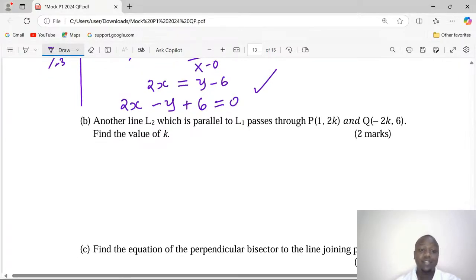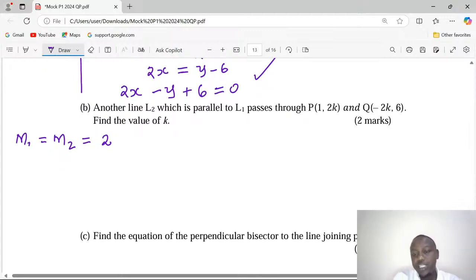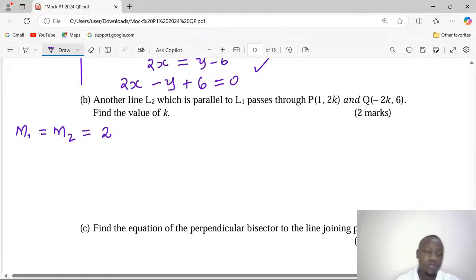There is another line, L2, which is parallel to L1. That means gradient of 1 equals to the gradient of the second line being parallel to one another and passes through P, 1, 2k, and Q, -2k, 6. Find the value of k.